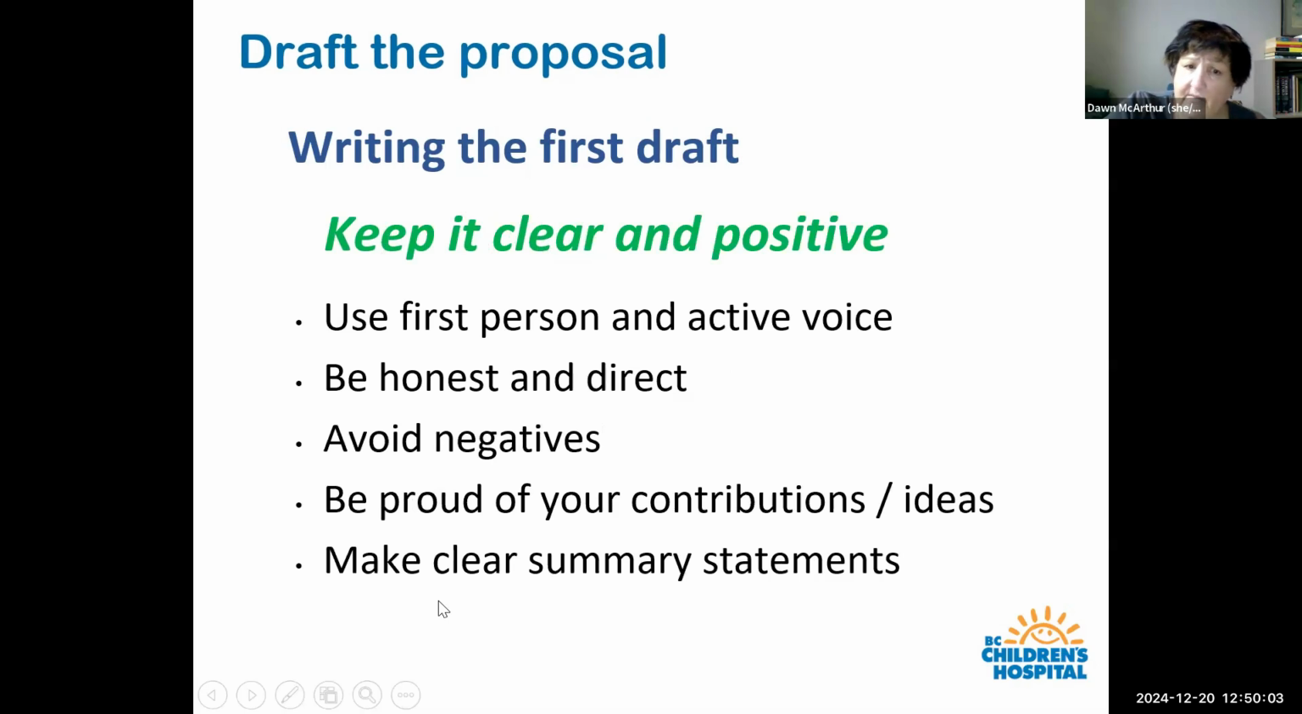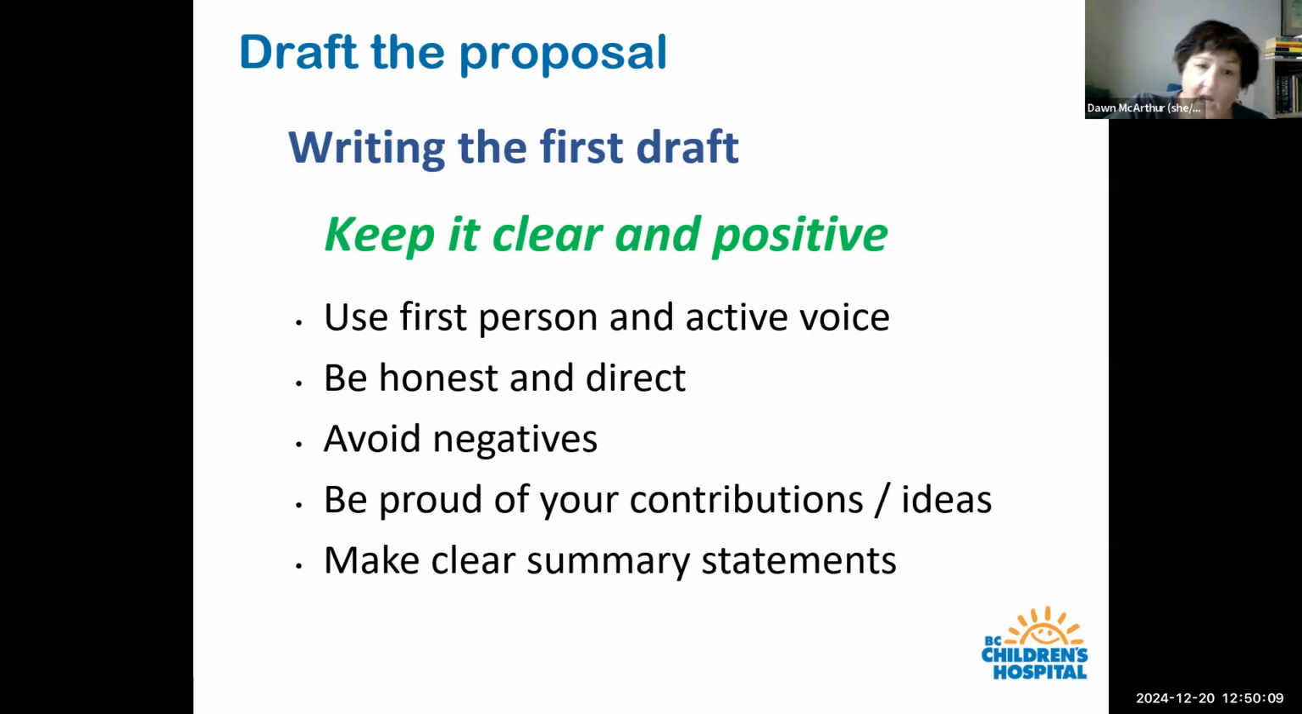Be positive. Use first person and active voice. You own the grant then, okay? I will do this. We will do this. My group will do this. My team is going to do this. Methods have a traditional tendency to be in passive voice, and it's very annoying. Be honest and direct. Avoid negatives. I take out however, despite, although, all the time from grants. Be proud of yourself. Make clear summary statements where you need to in a long grant. It really helps the reviewer.